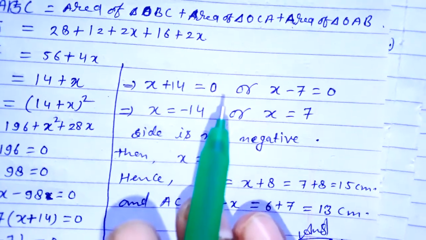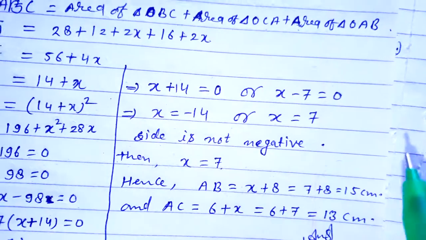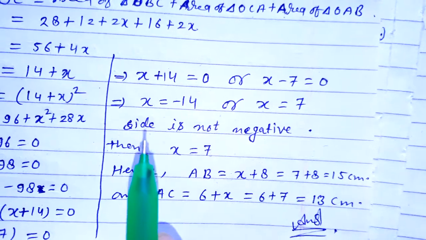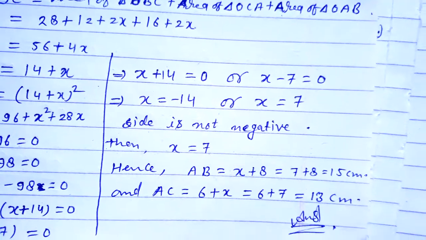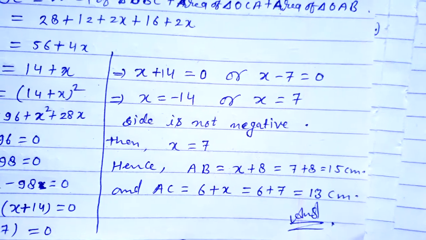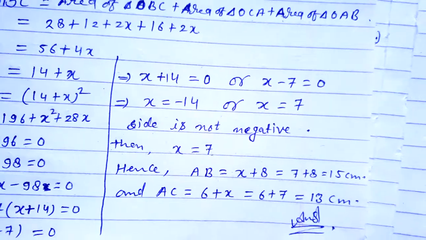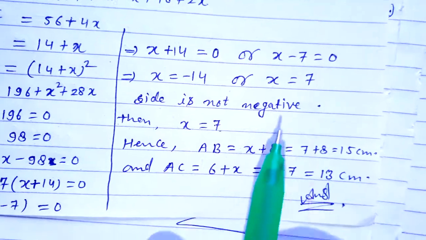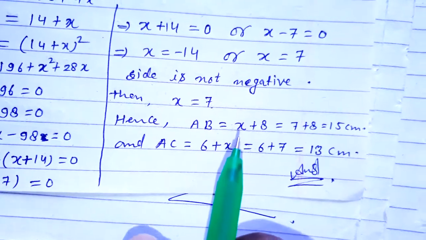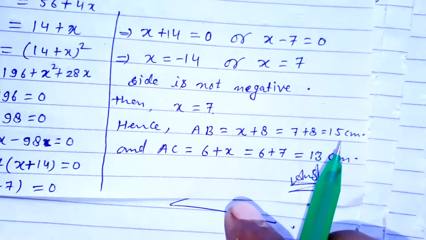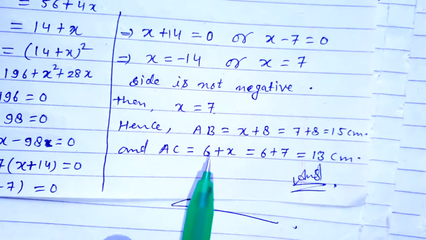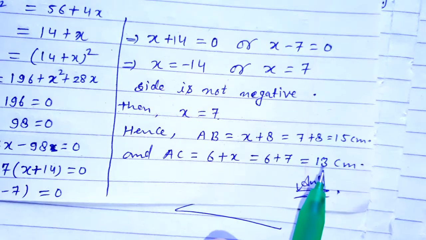x plus 14 equal 0, or x minus 7 equal 0. So here x is equal to minus 14 and x is equal to 7. We also know that the length of a side is not negative, so this value is neglected. So here x is 7. Hence AB is equal to x plus 8, so 7 plus 8 is equal to 15 centimeter. And AC is equal to 6 plus x.